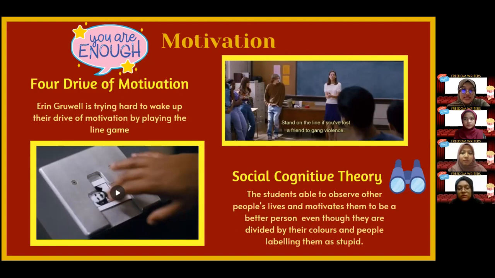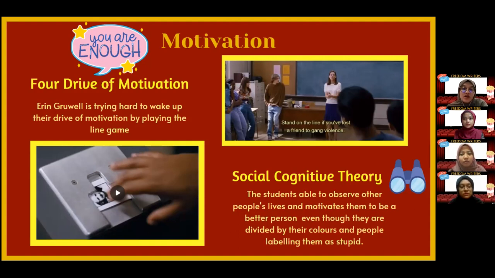In the first scene, as you can see on the left of the slide, Erin Gruwell plays a line game in which she asks a question, and if the question is related to the students, they have to come and stand near the line. For example, she asked that if you ever lost a friend to gang violence, please stand on the line. Almost all of the students come to stand on the line. It makes the students understand that they are all going through something, not just themselves.